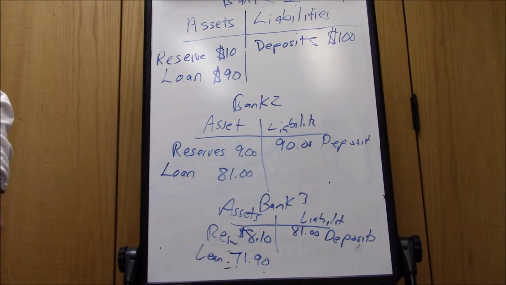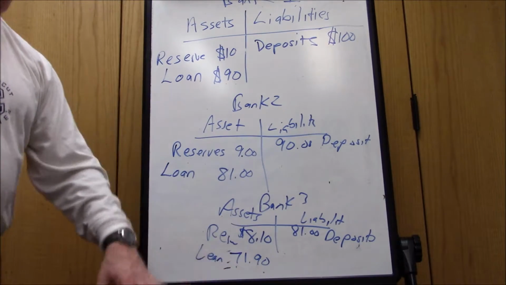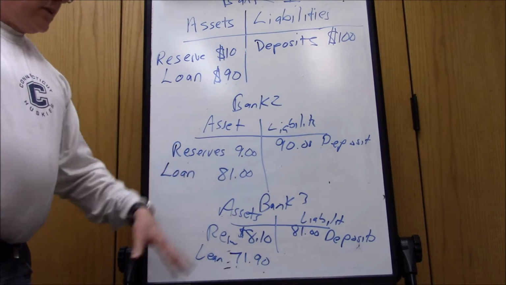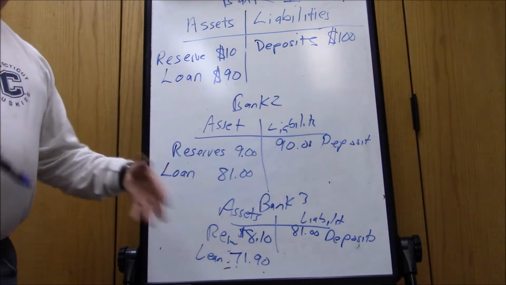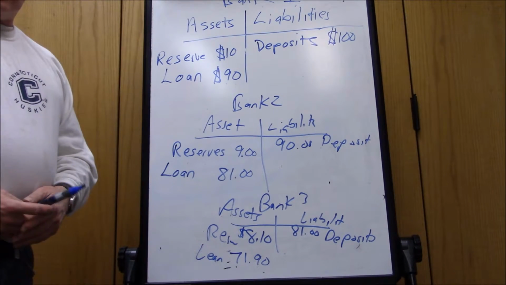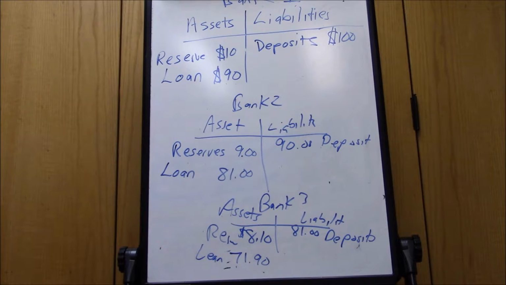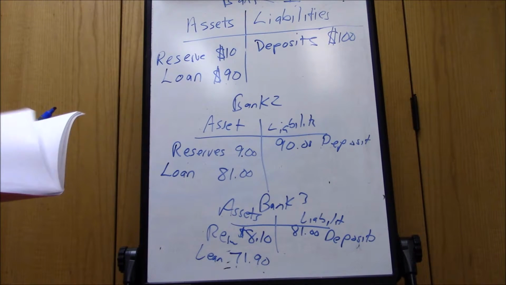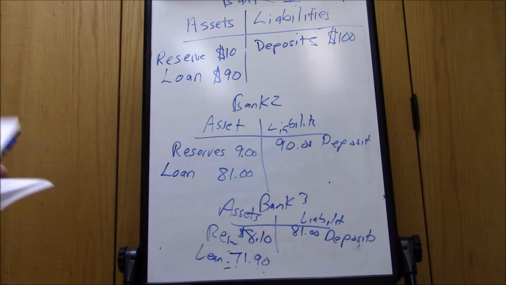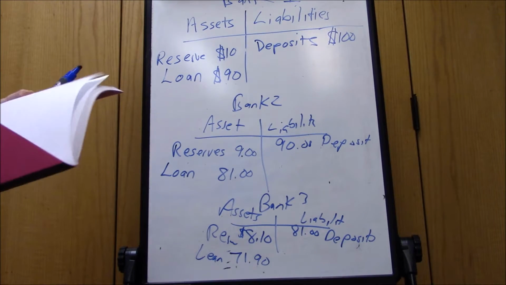And you can imagine the $71.90 is going to get deposited, and 10% of that's going to be held back, and the other 90% loaned out. On and on and on. It actually becomes an infinite series, but it doesn't mean that we're going to create an infinite amount of money. There actually is a formula for an infinite series that someday you can take a math class and learn how to solve. For this one, I will tell you the answer.